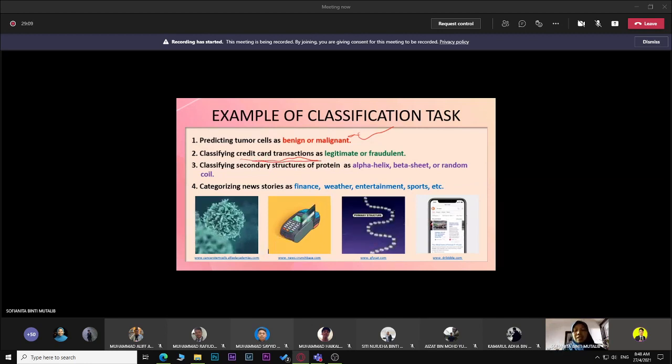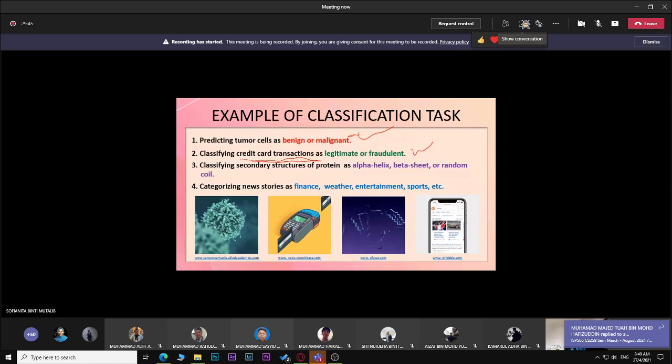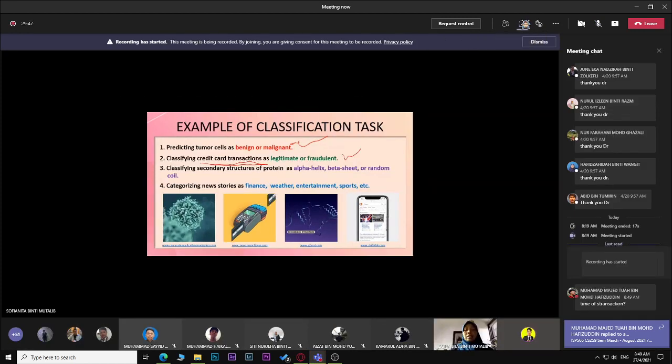Can you think what will be the attributes involved in a credit card transaction? Any idea? What are the attributes for this part? Types of purchases. You can look at the gender of the profile. What else? You can look at the time of payment. You can look at the amount of the payment. That will be the attributes of the credit card transactions.